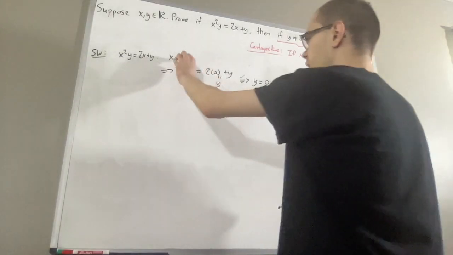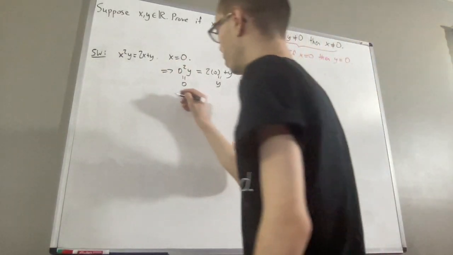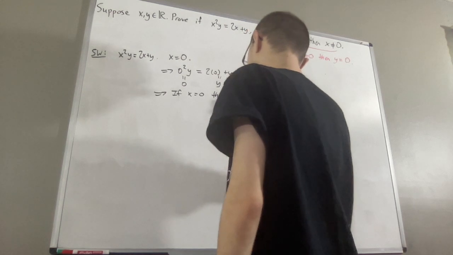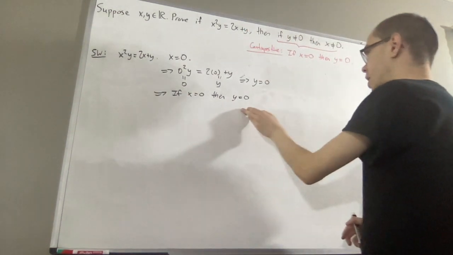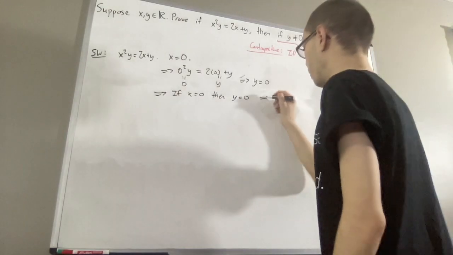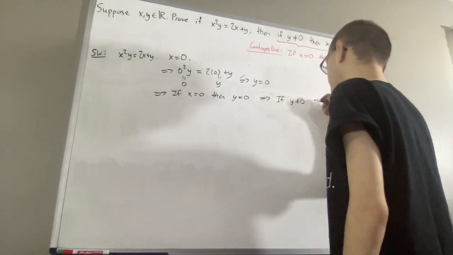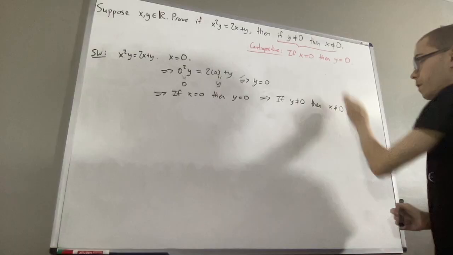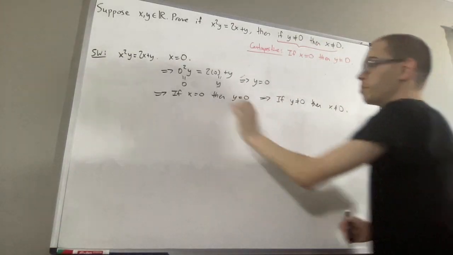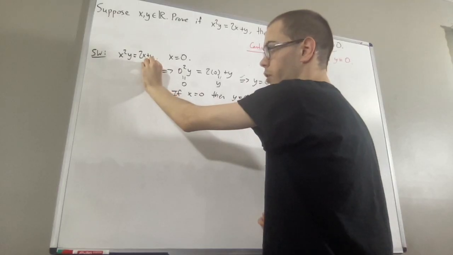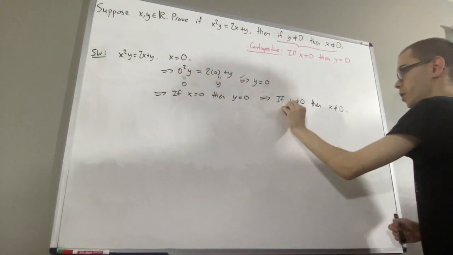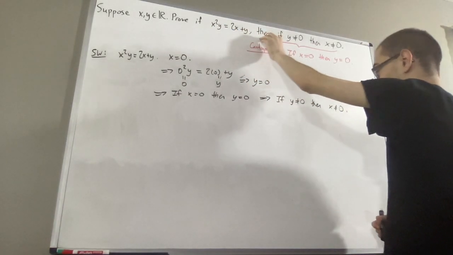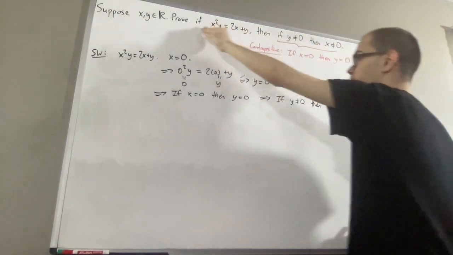So under the assumption x equals 0, we've logically deduced y is equal to 0. In other words, we've proven if x is equal to 0, then y is equal to 0. But because this statement is logically equivalent to this statement, that means we have proven if y is not equal to 0, then x is not equal to 0. So we've proven this statement. So if we make the assumption that x squared y is equal to 2x plus y, we've logically deduced that this statement is true. So we've proven if x squared y is equal to 2x plus y, then this is true. So that proves this conditional statement.